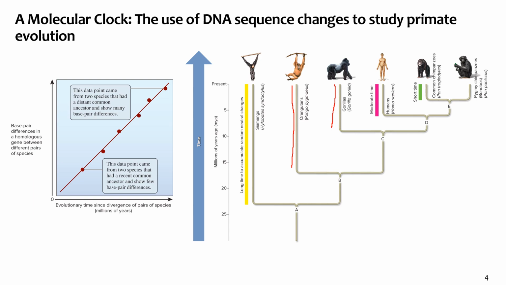And that makes sense. If you think about a common chimpanzee and a pygmy chimpanzee, they are very, very similar to one another. So it makes sense that they would have diverged much more recently.